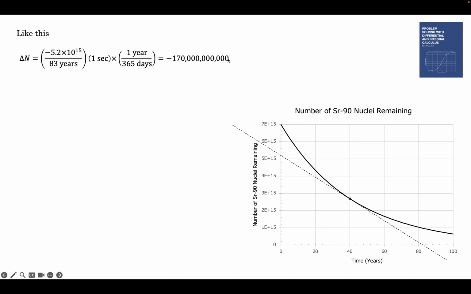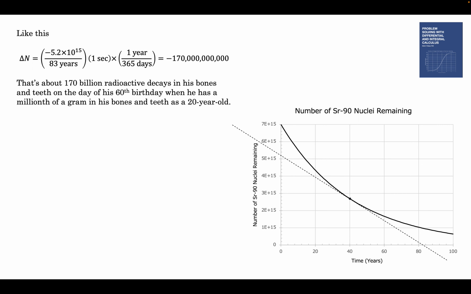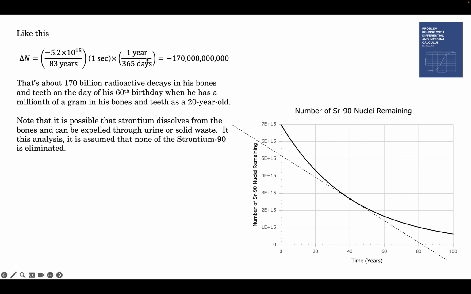This young man had a millionth of a gram of strontium-90 enter his body when he was 20. On his 60th birthday, 170 billion strontium-90 atoms will decay inside of his bones and teeth if he lived that long. That's assuming he lives that long. Sometimes the strontium can dissolve from the bones and is expelled from the body, so we're making an assumption here that that didn't happen.